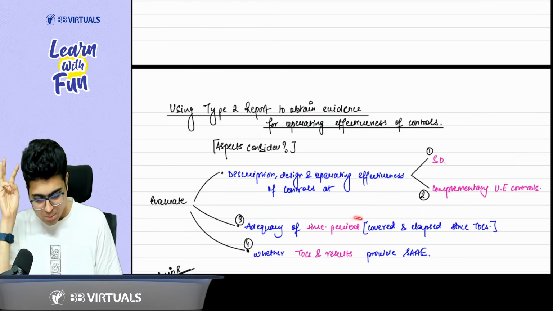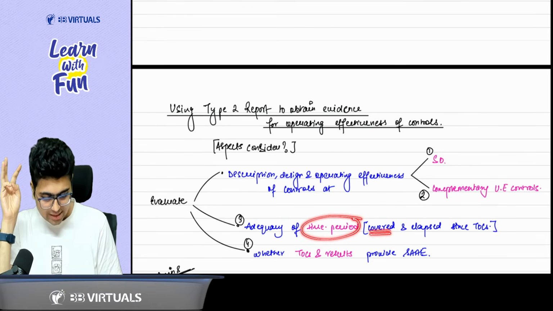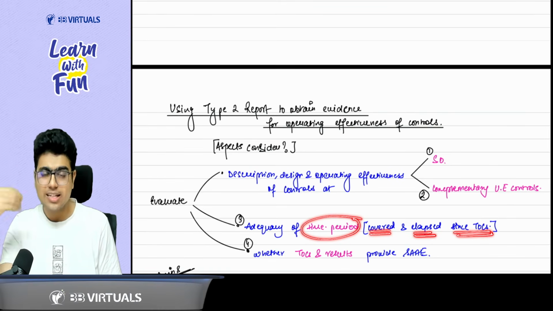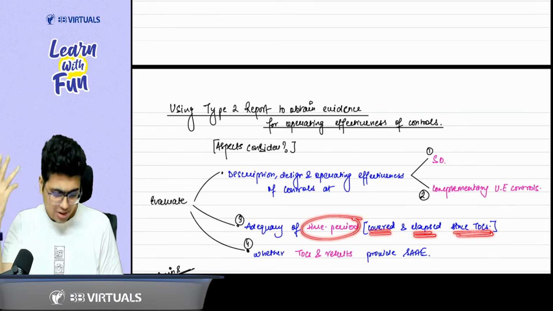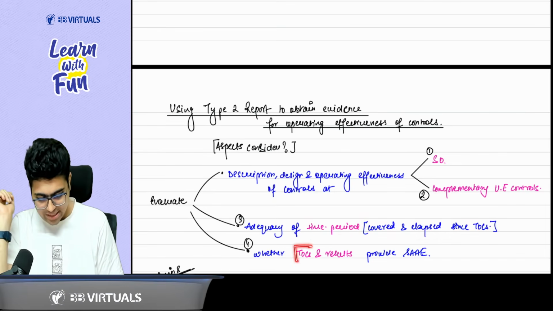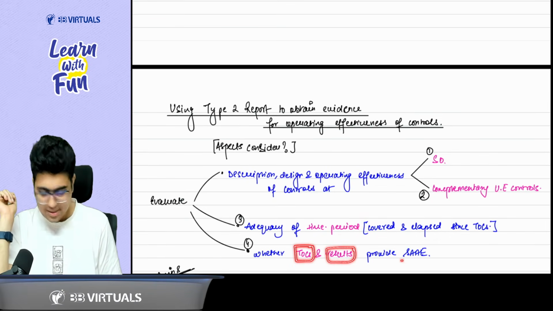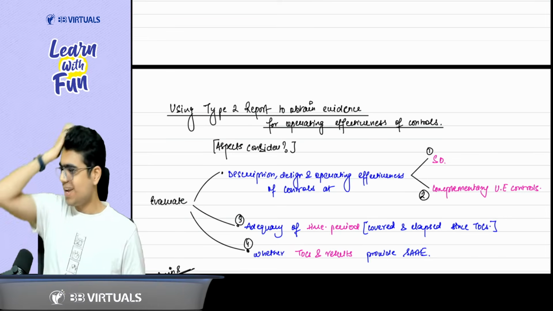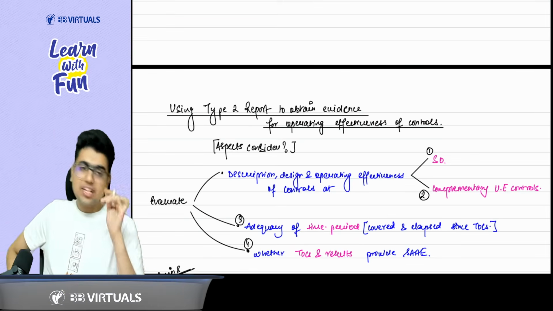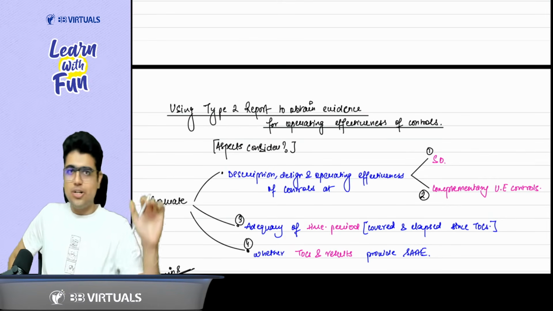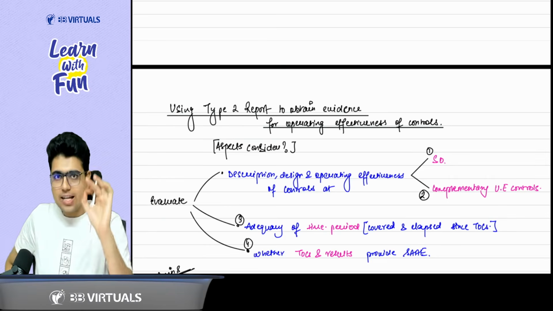Then see the adequacy of the time period which is covered by the test of controls and the time which has elapsed since the test of controls. How much time has gone since the date you last tested the controls. And lastly, whether the test of controls and results provide sufficient and appropriate evidence. So all the points that we cover in a type 2 report, these are the points you need to evaluate. Clear, boss? Clear, sir.